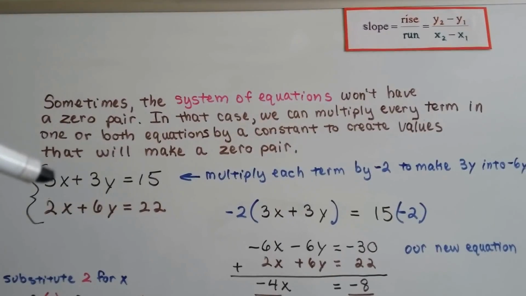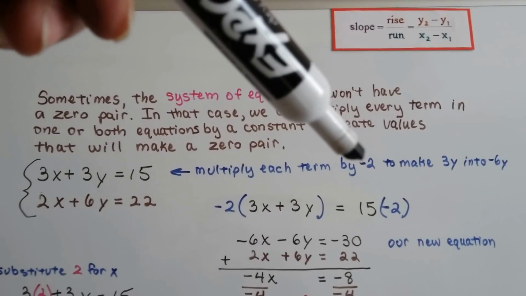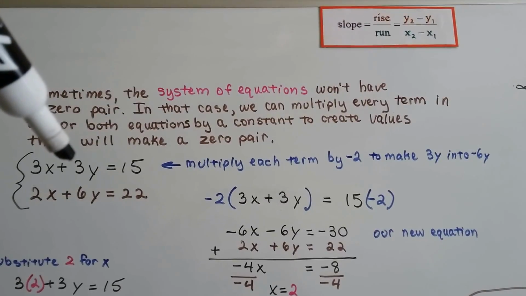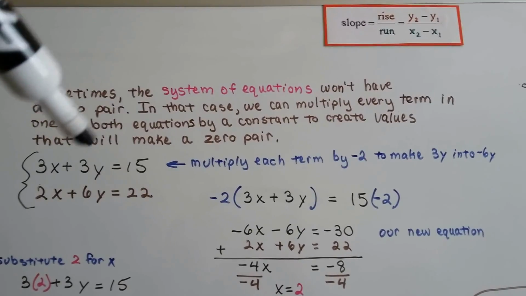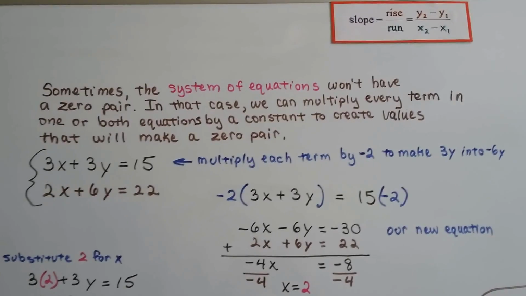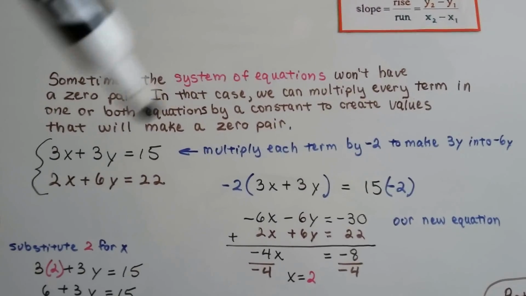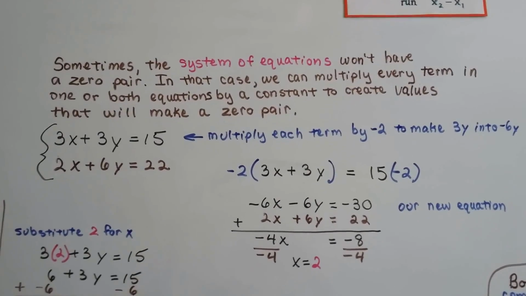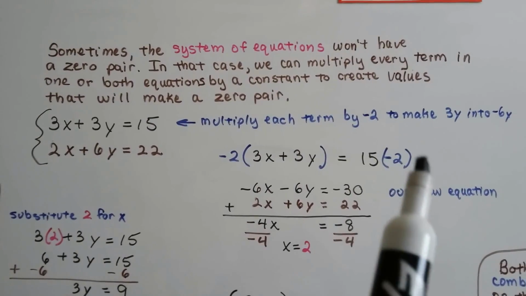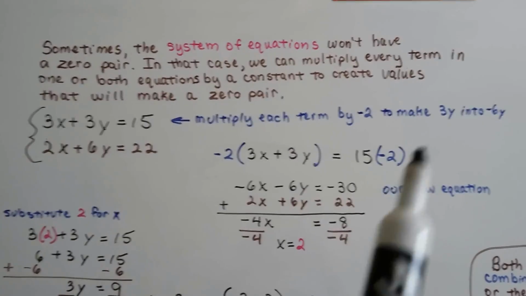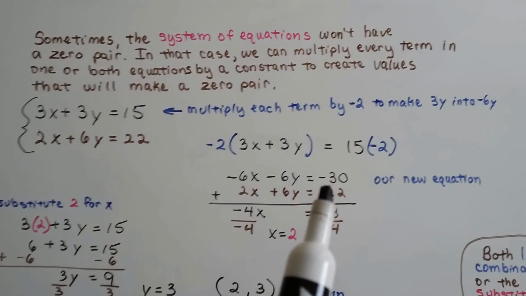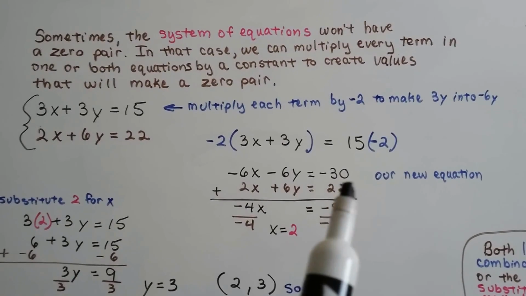If we multiply this first equation by a negative 2, we can make that 3y into a negative 6y. See? We can't multiply it by 2 because then we'll have plus 6y and plus 6y. That's not a zero pair. So we have to do it by a negative 2 to make a negative 6y. So we multiply this side by negative 2 and this side by negative 2. It's got to stay balanced. And we get negative 6x minus 6y equals negative 30. And that's our new equation.